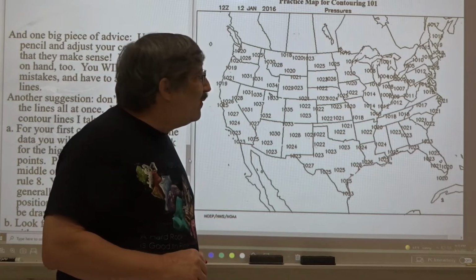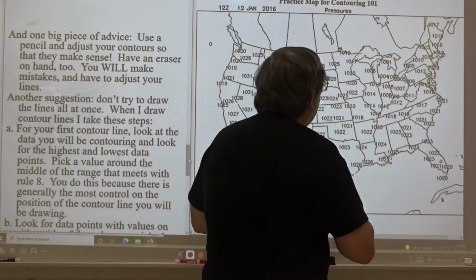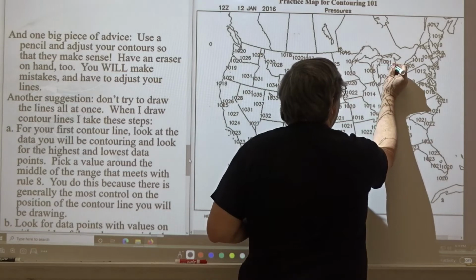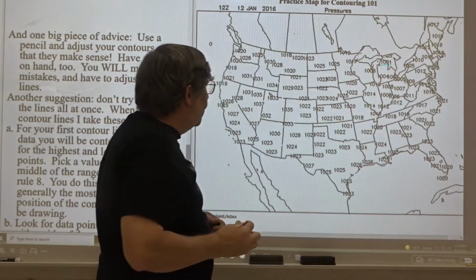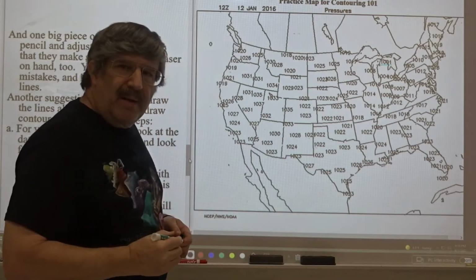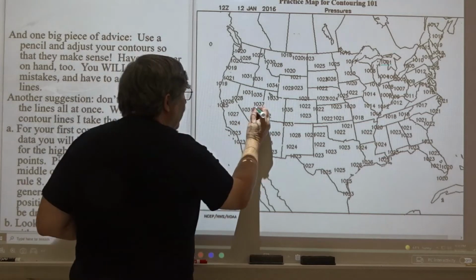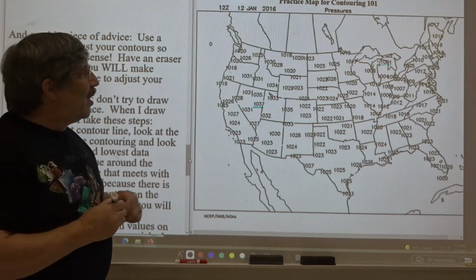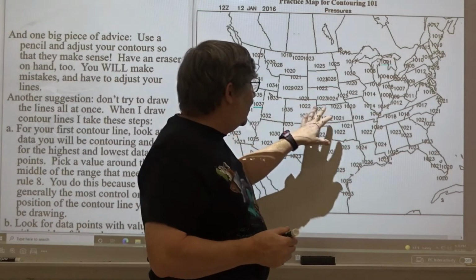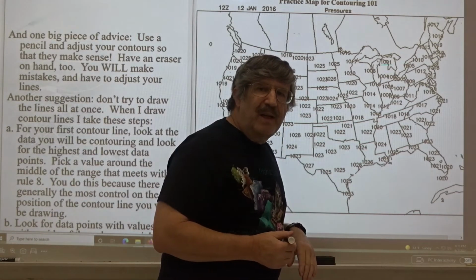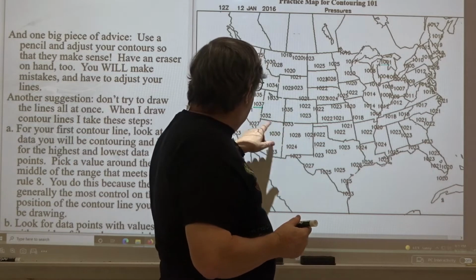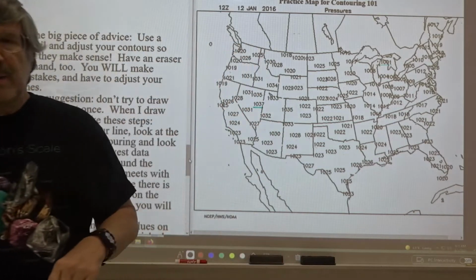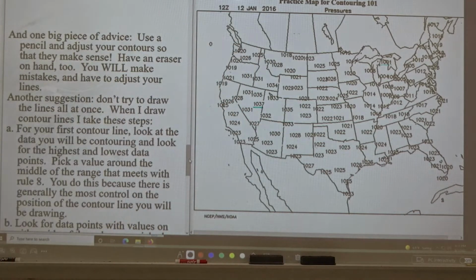Okay, hopefully you found it. The lowest data point that I can see on this map is 1001 millibars. The highest data point that I can see on this map is 1037 millibars. There are no values lower than 1,000 because they'd be 3 digits. They'd actually be very easy to see. And there are no values that are greater than 1037 millibars.